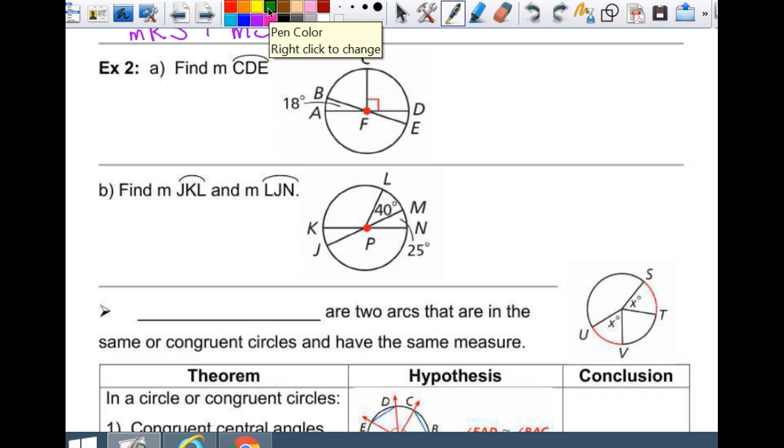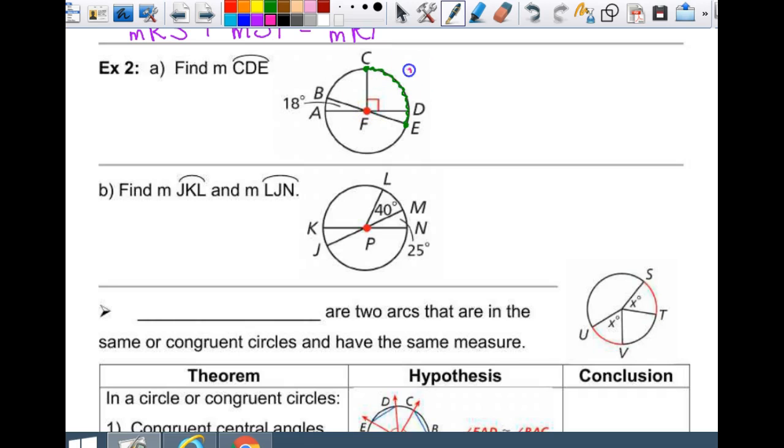So in this first one, we're looking for the measure of arc CDE. That means I start at C, I end at E, I go through D to get there. So that is the arc that I'm looking for. Okay. Then we know that the central angle in the arc has the same measure. So what is the measure of just arc CD?